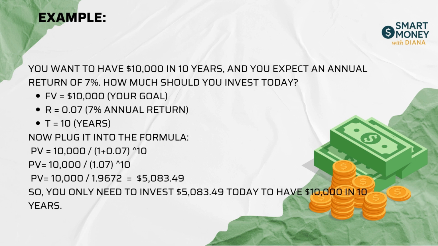PV equals 10,000 divided by (1 plus 0.07) to the power 10. PV equals 10,000 divided by 1.07 to the power 10. PV equals 10,000 divided by 1.9672 equals $5,083.49. So you only need to invest $5,083.49 today to have $10,000 in 10 years.